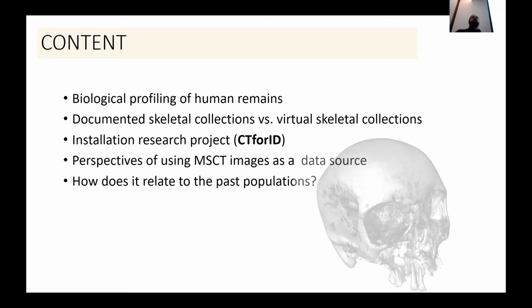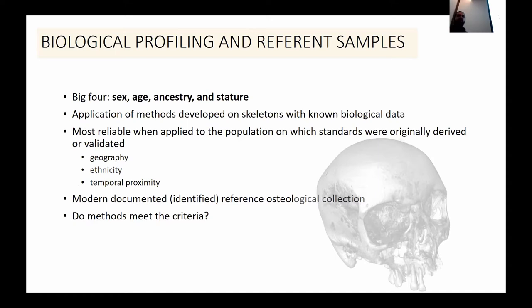As this is part of our installation research project CT4ID, which has recently started, I will use some of our aims and examples to showcase the perspective of using MSCT images as a data source. And lastly, I will try to demonstrate how we can use them not only in a forensic context, but to study human population variability and to compare modern and ancient populations. So let's start.